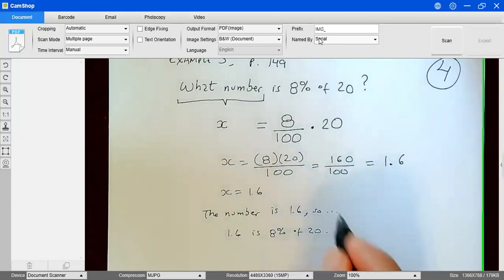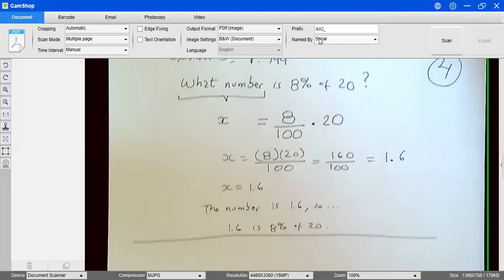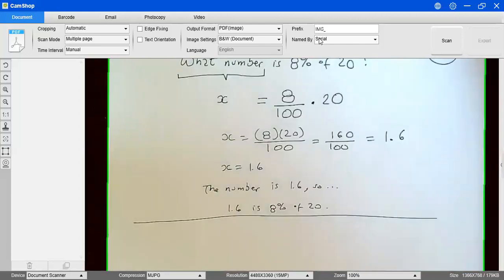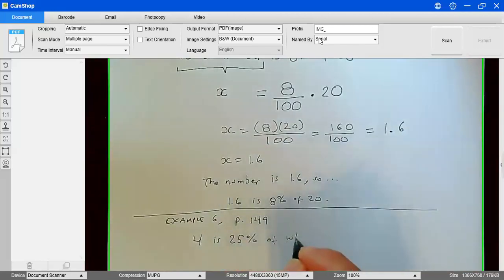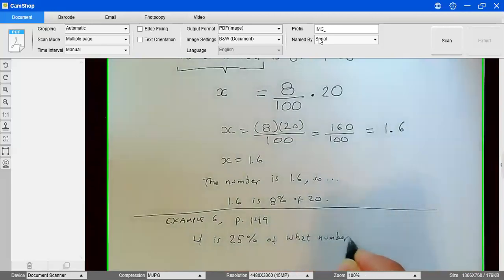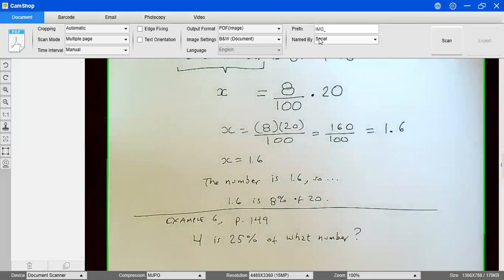Okay? So that's example 5. Let's work 2 more examples, and then you're gonna work on that too. So example 6 is on page 149 too, and the question is, 4 is 25% of what number? So we're going to translate this question into an algebraic equation.